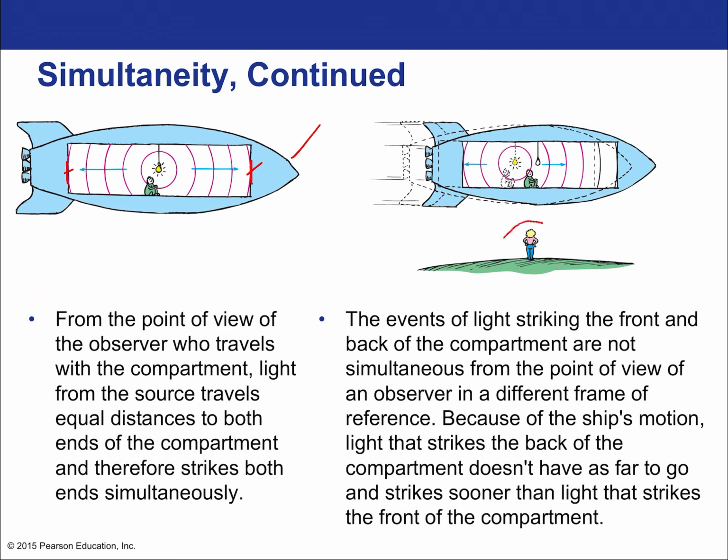However, for an observer on the ground, all right, the events of light striking the front and the back of the compartment are not simultaneous from the point of view of an observer in a different frame of reference, right? Because of the ship's motion, light that strikes the back of the compartment doesn't have as far to go, and strikes sooner than light that strikes the front of the compartment, okay? And that's because the light travels at the same speed in every reference frame.